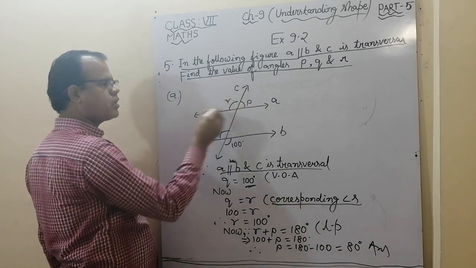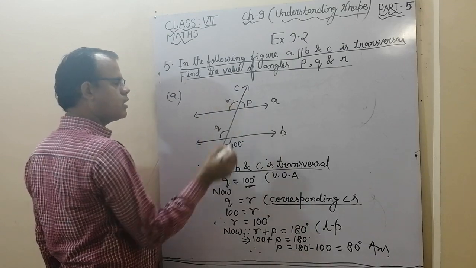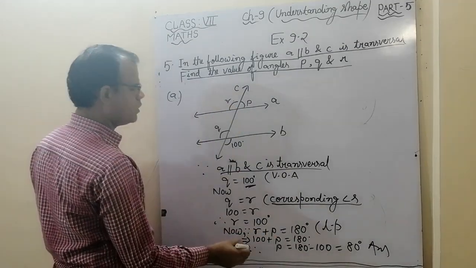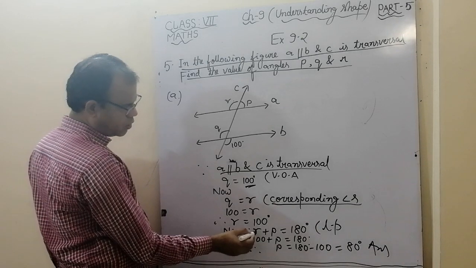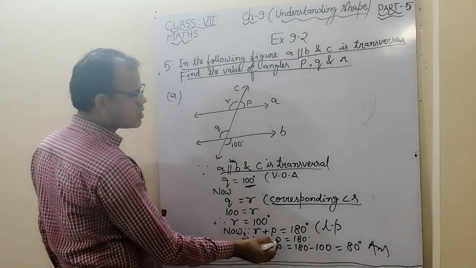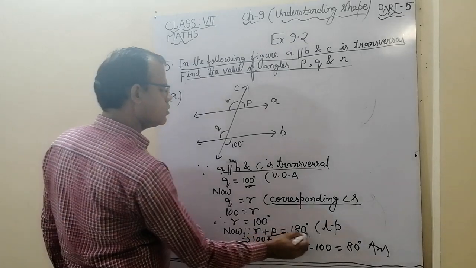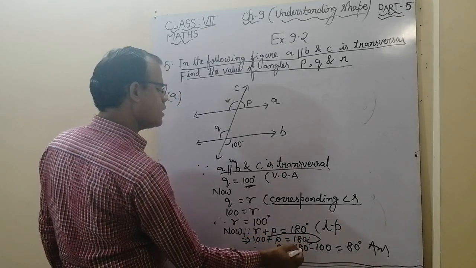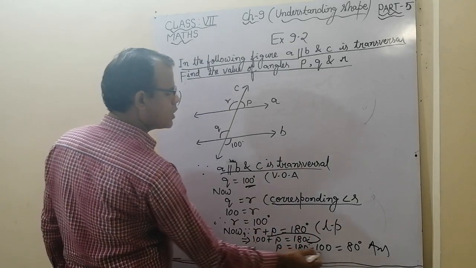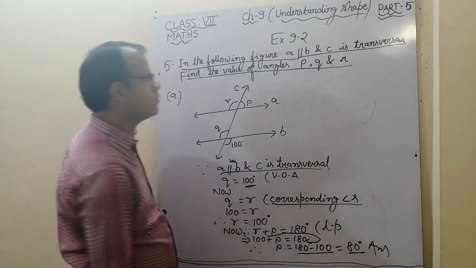Now this is a straight line, and angle R plus angle P equals 180 degrees. Here the value of R is 100, so 100 plus P equals 180. So P equals 180 minus 100, which is 80 degrees.